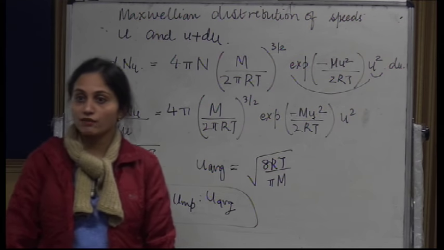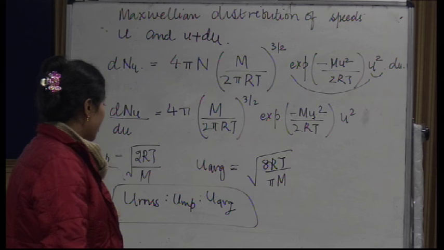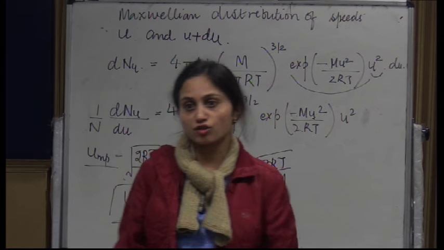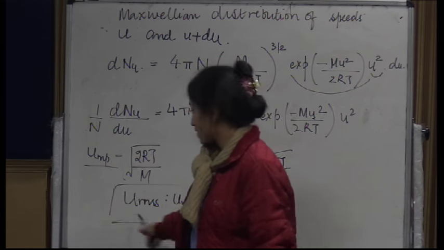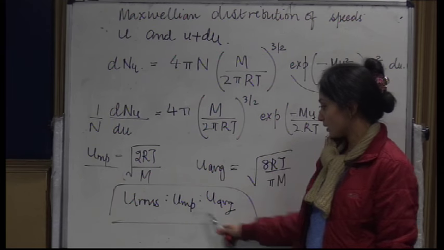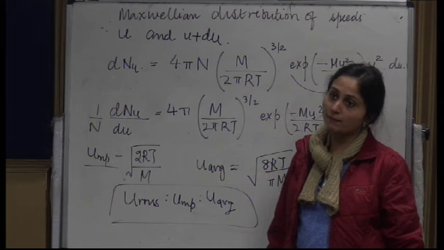The ratio of URMS to UMP to U average, that is like checking out the relationship of all of them. This is under root of 3RT by m, under root of 2RT by m, this is under root of 8RT by pi m.